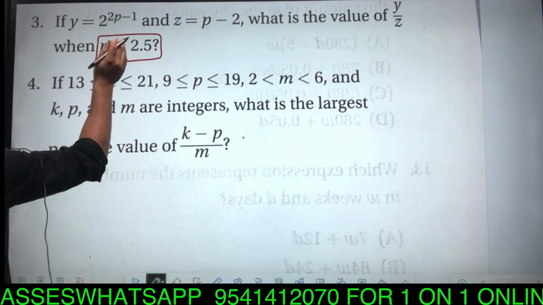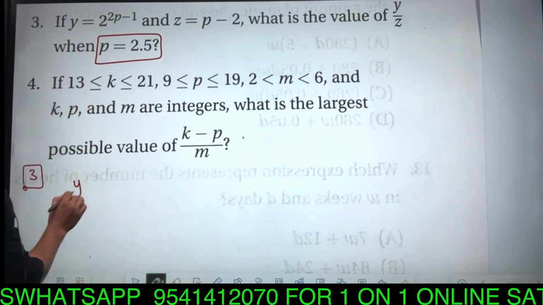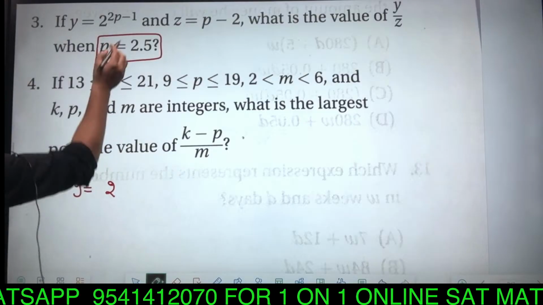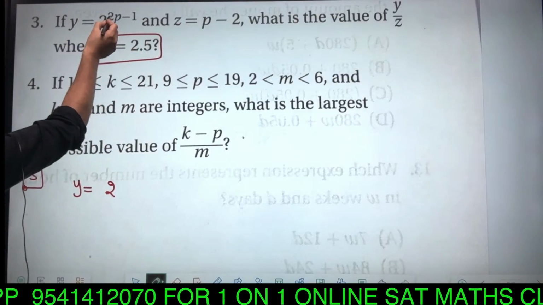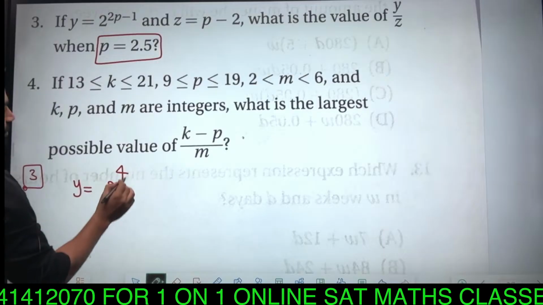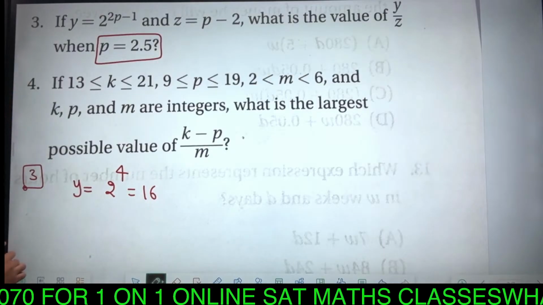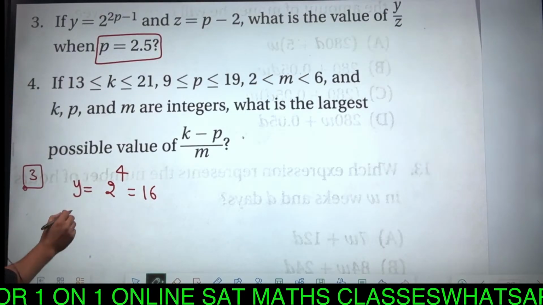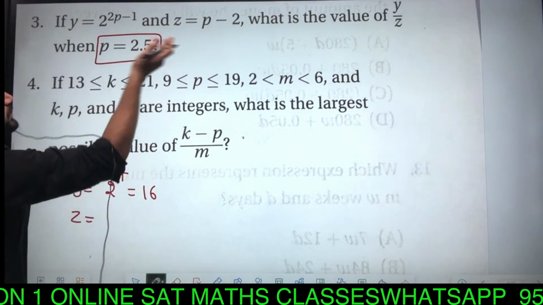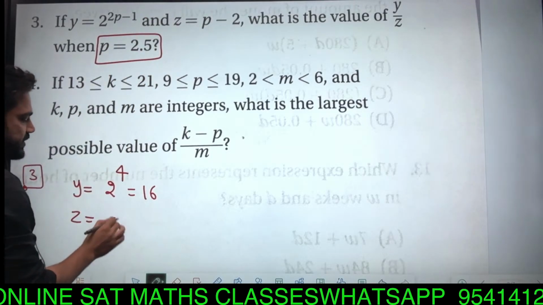So if we put p value 2.5 here, then y value will be equal to 2 power, if p is 2.5, 2p will be 5, and 5 minus 1 is 4, so 2 power 4 is 16. Now what is z? Z is p minus 2. P is 2.5, 2.5 minus 2 is 0.5.